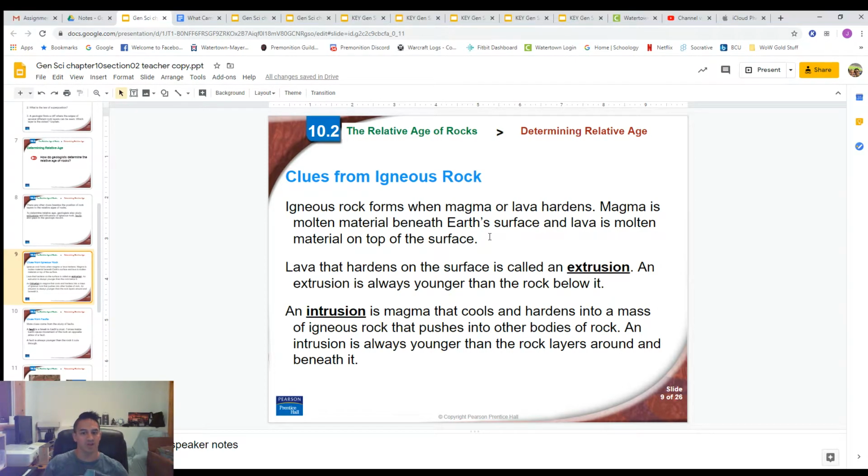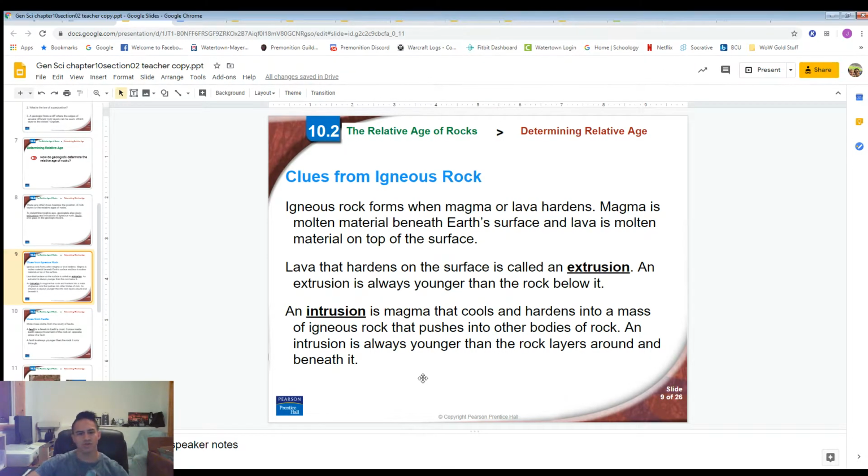And that is usually going to be younger than all the rock that's below it. Okay, so if there's an extrusion sitting on top of the surface, that is younger than all the rock below it because it had to push its way up through all that rock. That rock had to be there first in order for that to push its way through there.